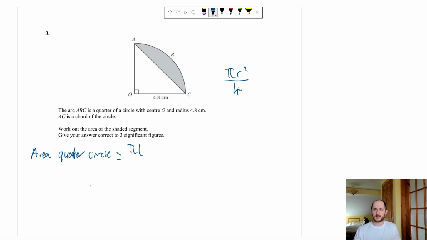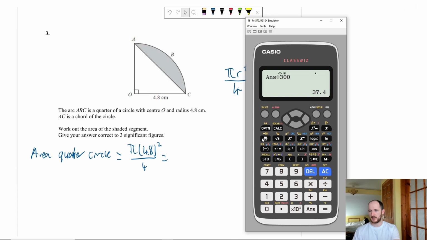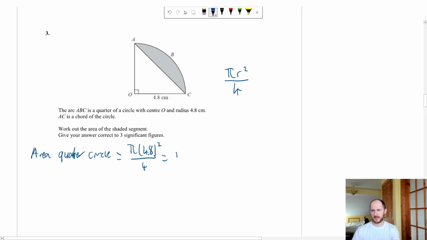What's the radius in this case? Well, it tells me the radius is 4.8 centimeters. So that was quite nice of them. Over 4. And again, it doesn't have that weird calculator symbol, so we can use a calculator, which is really handy. 4.8 squared all over 4 gives me, let's call it 18.1. Just round that up.